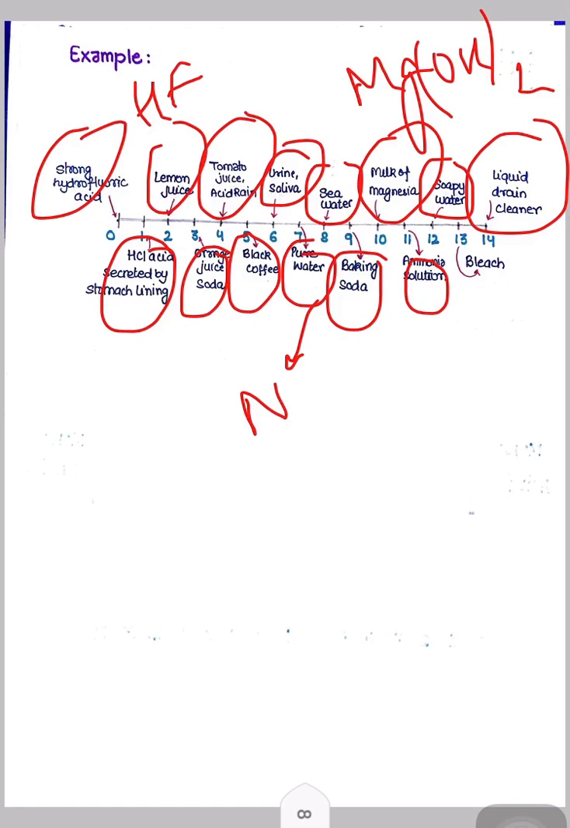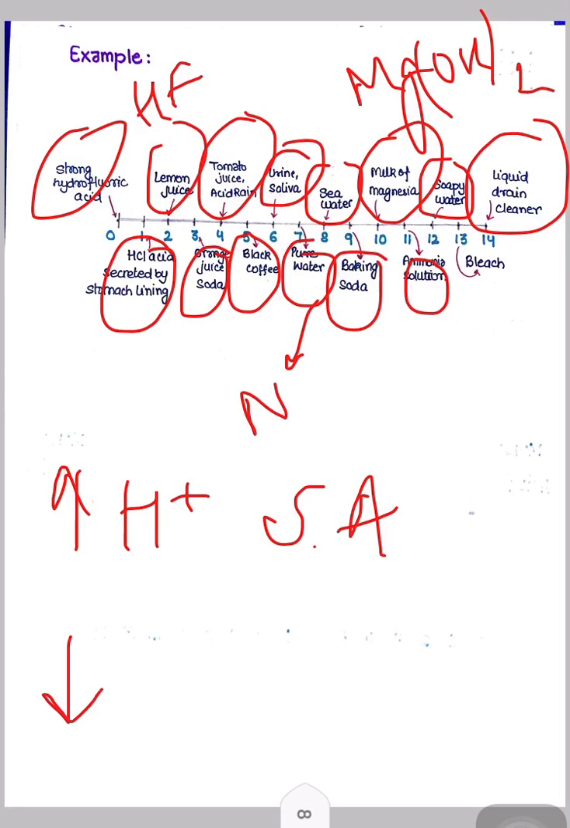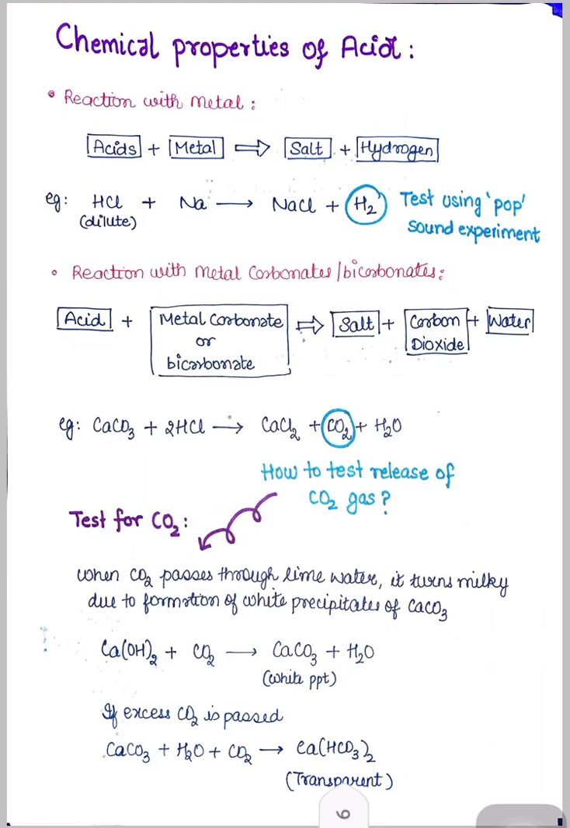So let me ask you a simple question here. If I have more H positive concentration, is it a strong acid or a weak acid? The answer is it is a strong acid. So the more the H positive concentration, the stronger the acid. And if I have less H positive concentration, it will be a weak acid. Clear with this concept?